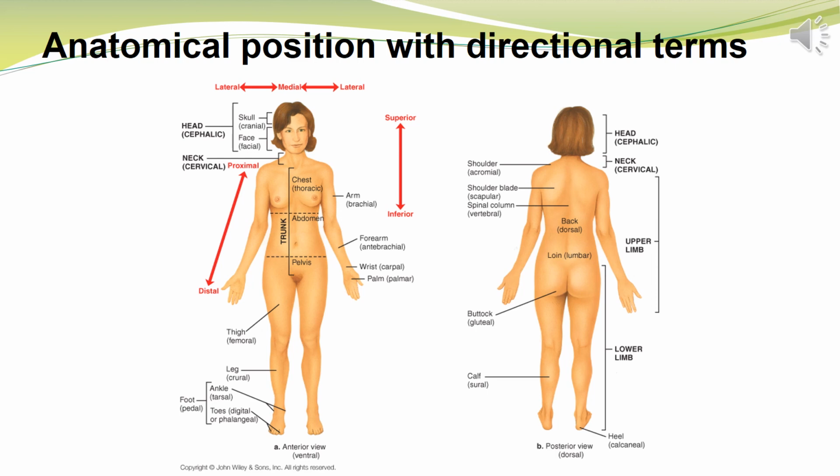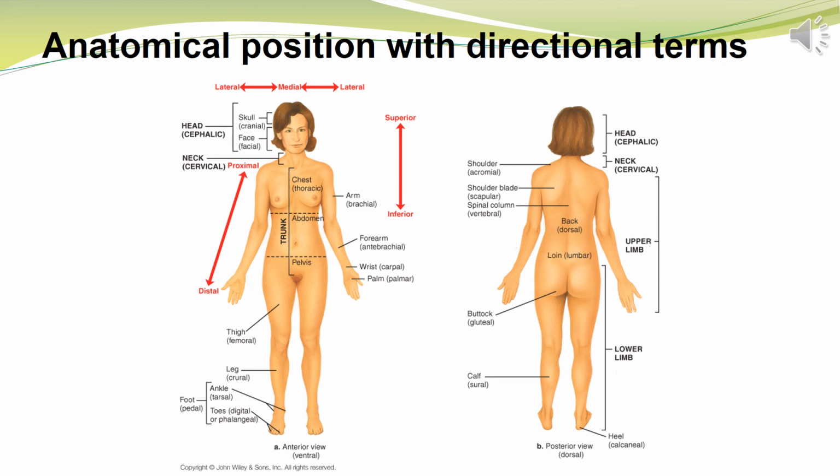Here's a diagram of the various parts of the body and what they're called, but we're just going to focus on the directional terms here. So up here at the top of the shoulder, we have the term proximal, which means that it's closer to the core of the body. And this is a relative term because it's the opposite of distal, which means farther away from the body.